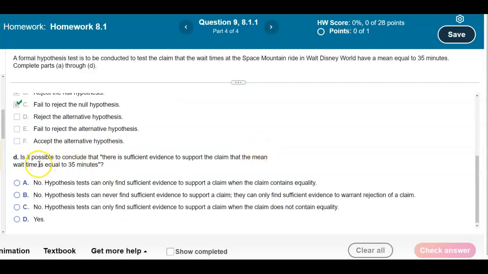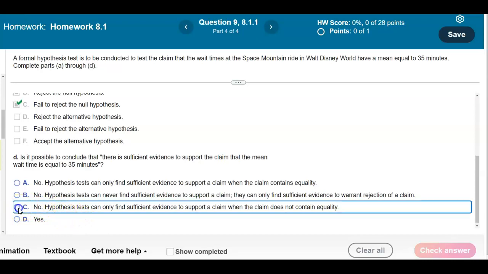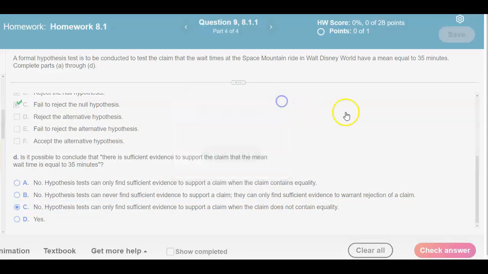Now in part D it says, is it possible to conclude that there is sufficient evidence to support the claim that the mean wait time is equal to 35 minutes? In this case, we would say no, because hypothesis tests can only find sufficient evidence to support a claim when the claim does not contain equality. And there is our result.